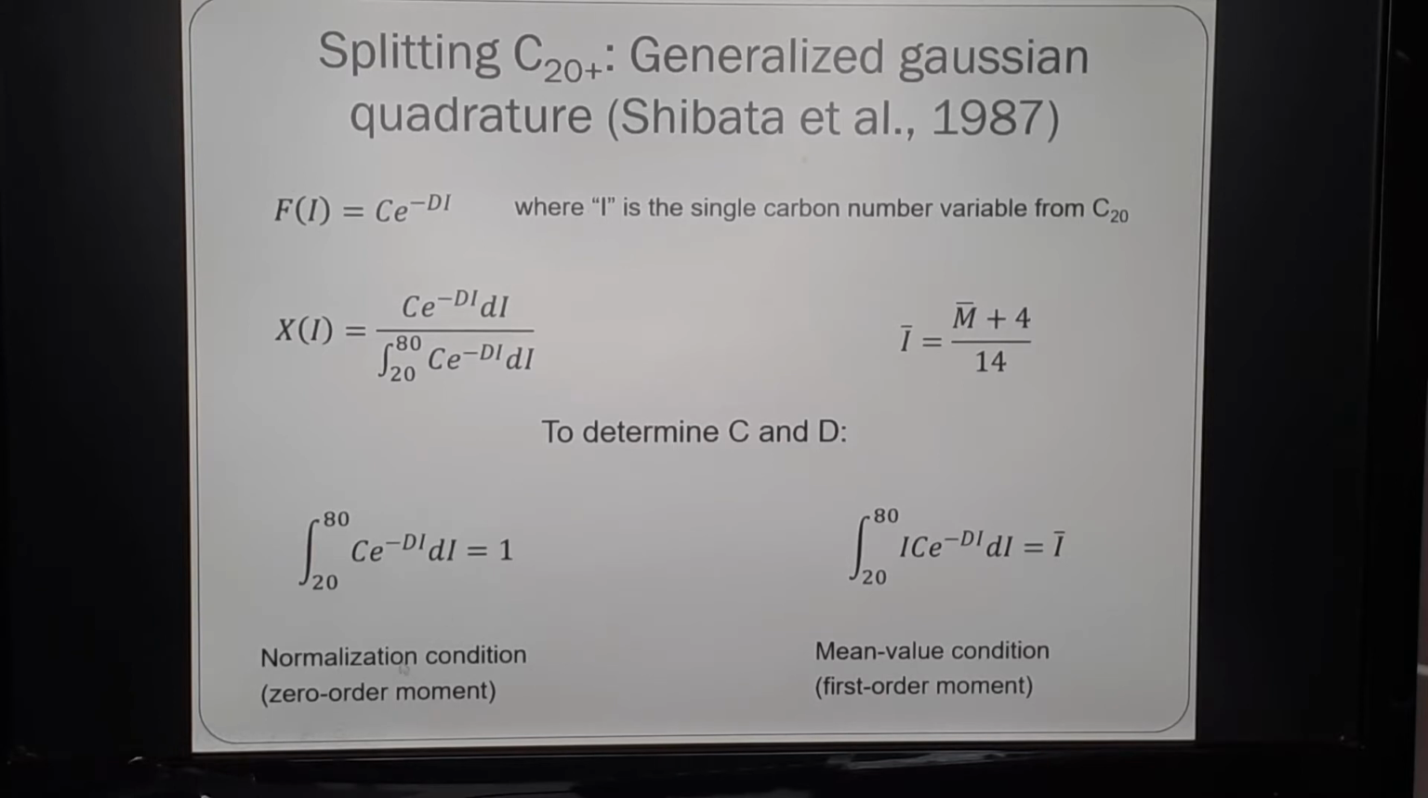The first one is the normalization condition, the zero order moment. If we integrate from 20 to 80, we have to obtain unity here. Right? It's a normalization.